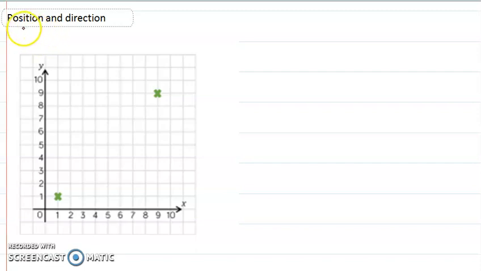And in this lesson, we are going to learn about position and direction. To learn about position and direction, there are a few things that you need to learn before. The one word is axis. These are some vocabulary words that you need to learn about. So the first vocabulary word is axis.